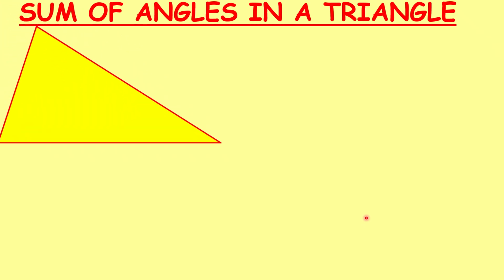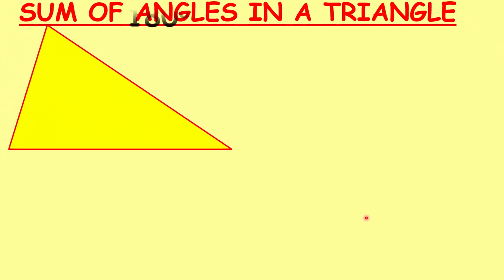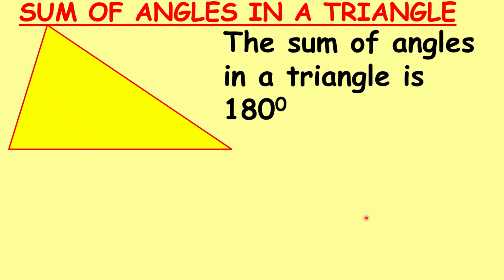So now we'll be looking at the sum of angles in a triangle. And we know that the sum of angles in a triangle should be equal to 180 degrees. So that tells you that this angle here plus this angle here and plus this angle here, all of them should sum up to 180 degrees.